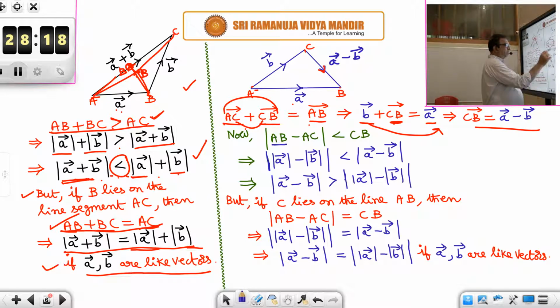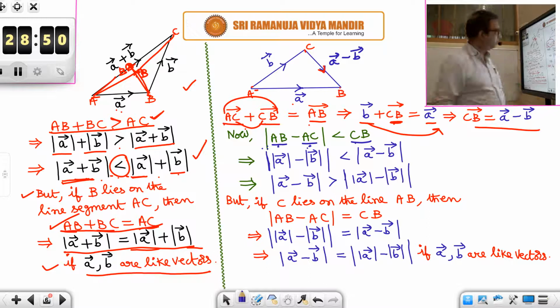So AB is one side, AC is another side. See the diagram, AB, AC. Their difference, mod of that, is the difference of two sides, is it not? AB minus AC, mod of that is less than the third side. What is the third side? Remaining side is CB. So let us use it. Mod of AB minus AC is less than CB, which is nothing but difference of two sides in a triangle is less than the third side.